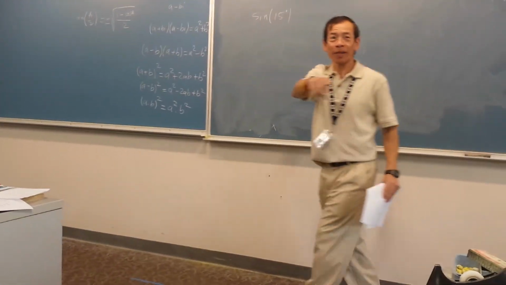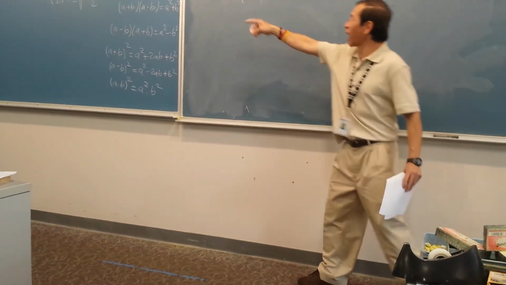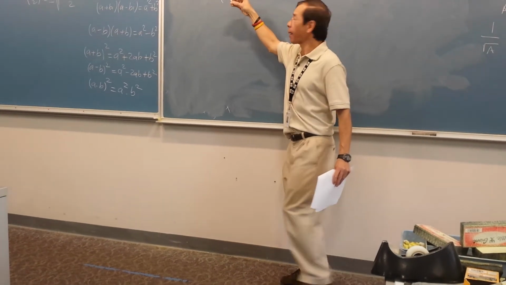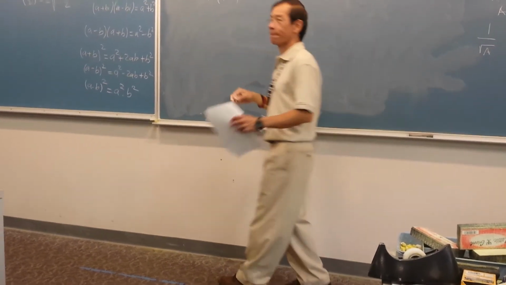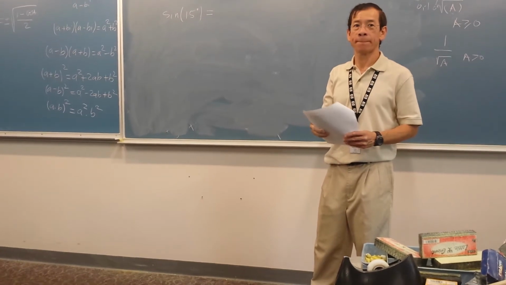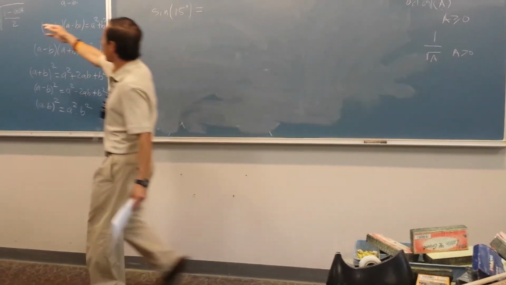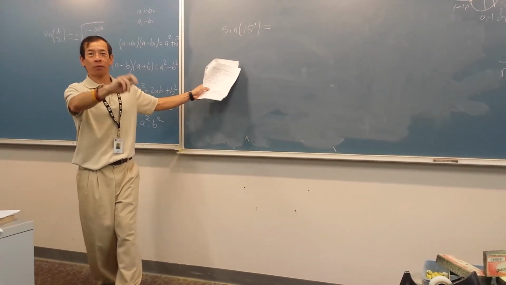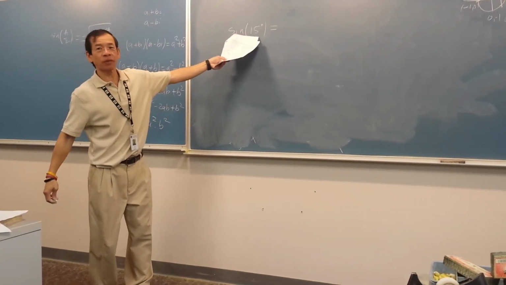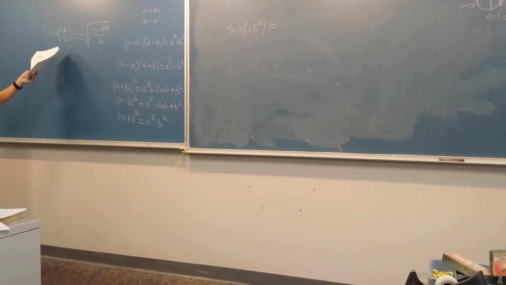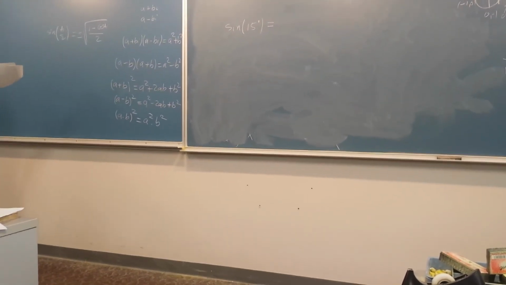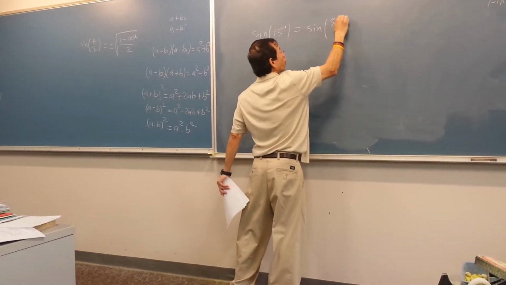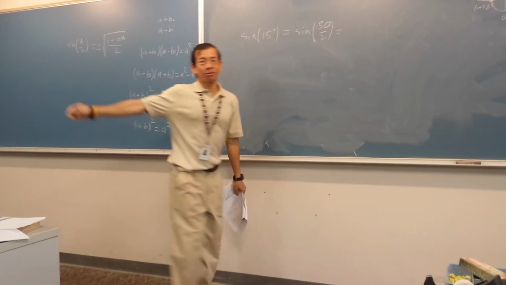Now back to sine of 15 degrees. How do you apply that formula over here? Our friend asked the question: how do you change the 15 degrees to the half angle? 30 over 2, exactly right. So now a equals 30.